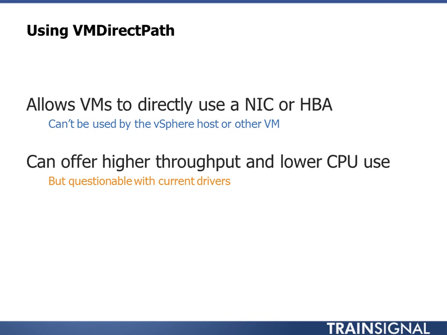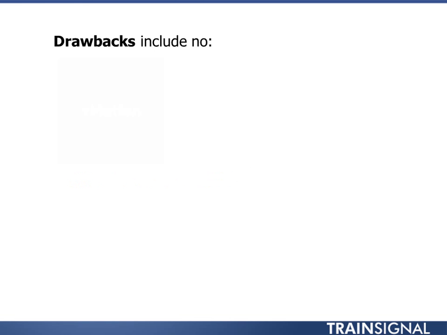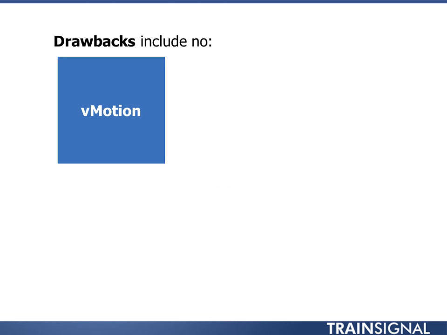Things like that. It's rare that we see this in a production environment. It's very, very edge case for sure. Drawbacks. You can't vMotion a VM that's using it because that PCI device doesn't live in that other server. Even if your servers are exactly the same add-on card, same slot, same port, same everything, it's a different device, and therefore you can't do it.